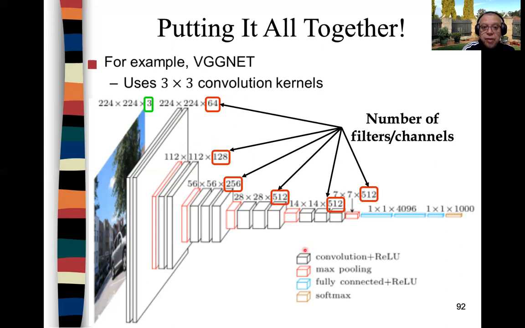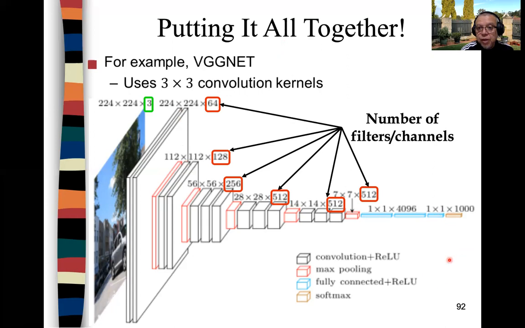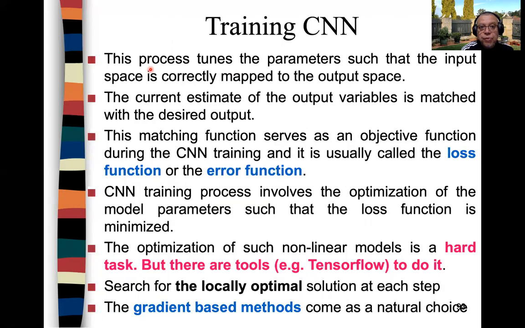Let's say we put together an architecture. Now we want to train our network, and we know that we need to define a loss function. This process tunes the weights, or the parameters of the kernel, such that the input space is correctly mapped to the output space. The current estimate of the output variables is matched with the desired output. So we use a loss function to compare the output with the desired output, or the ground truth. The matching function serves as an objective function during the training, and it is usually called the loss function or the error function. We've seen that.